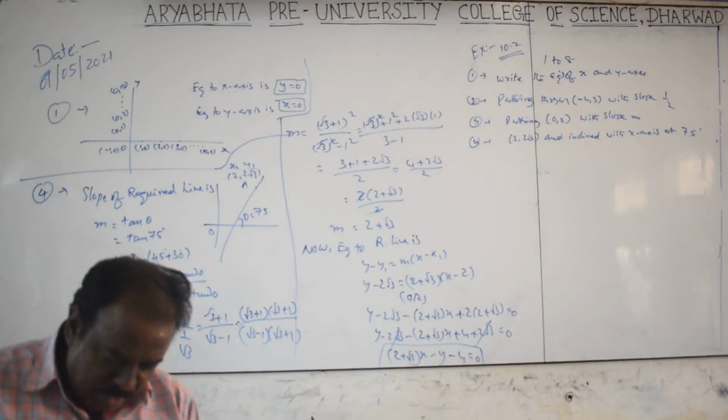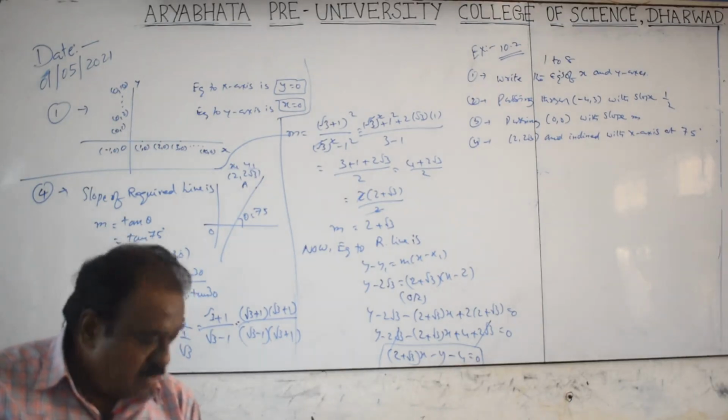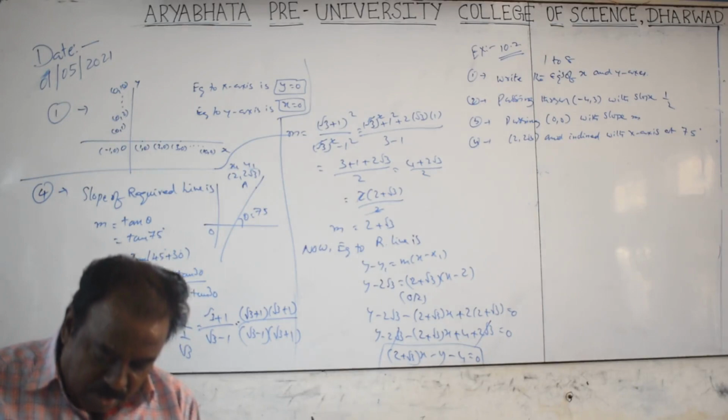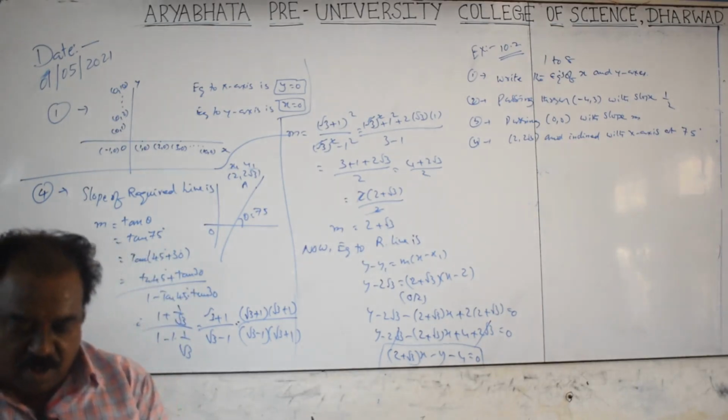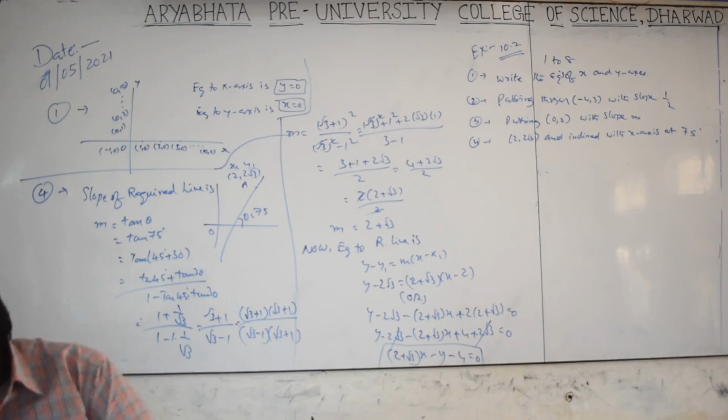Okay? Similarly, the 6th problem is also there, about 2 units from the origin on the y-axis. You solve it. I will solve the 5th problem. Now the slope is also given: 3 units, and the slope is minus 2. Slope is minus 2. Yes.